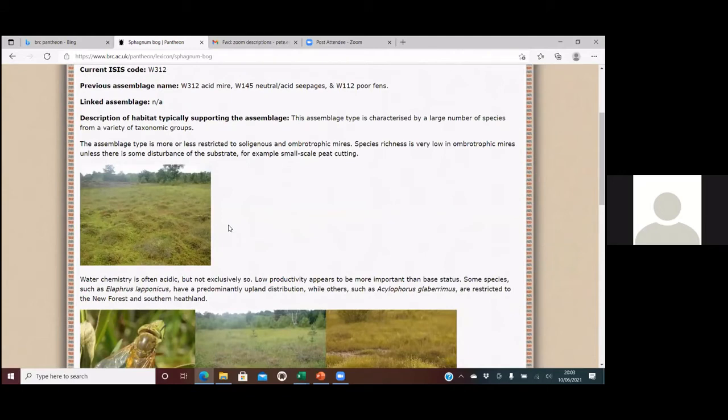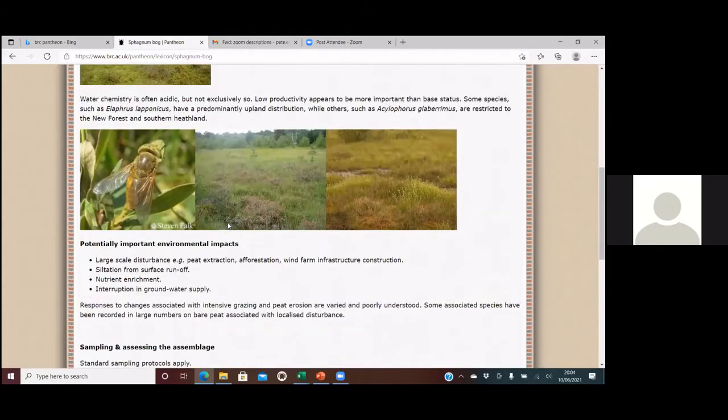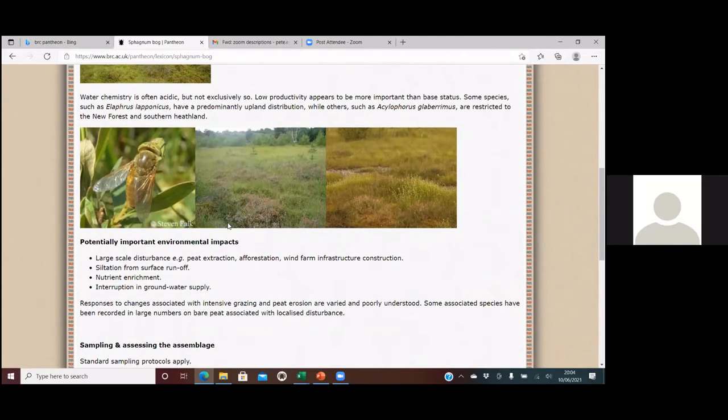and that species richness is pretty low on these sorts of mires, which probably as ecologists, we already know that. And most bogs these days that we like to come across have had some form of tampering in the past. They may be on the way to recovery, but there's generally been some sort of small scale or large scale peat cutting, which affects the species composition. A bit here about the water chemistry, and a few habitat shots and species shots.